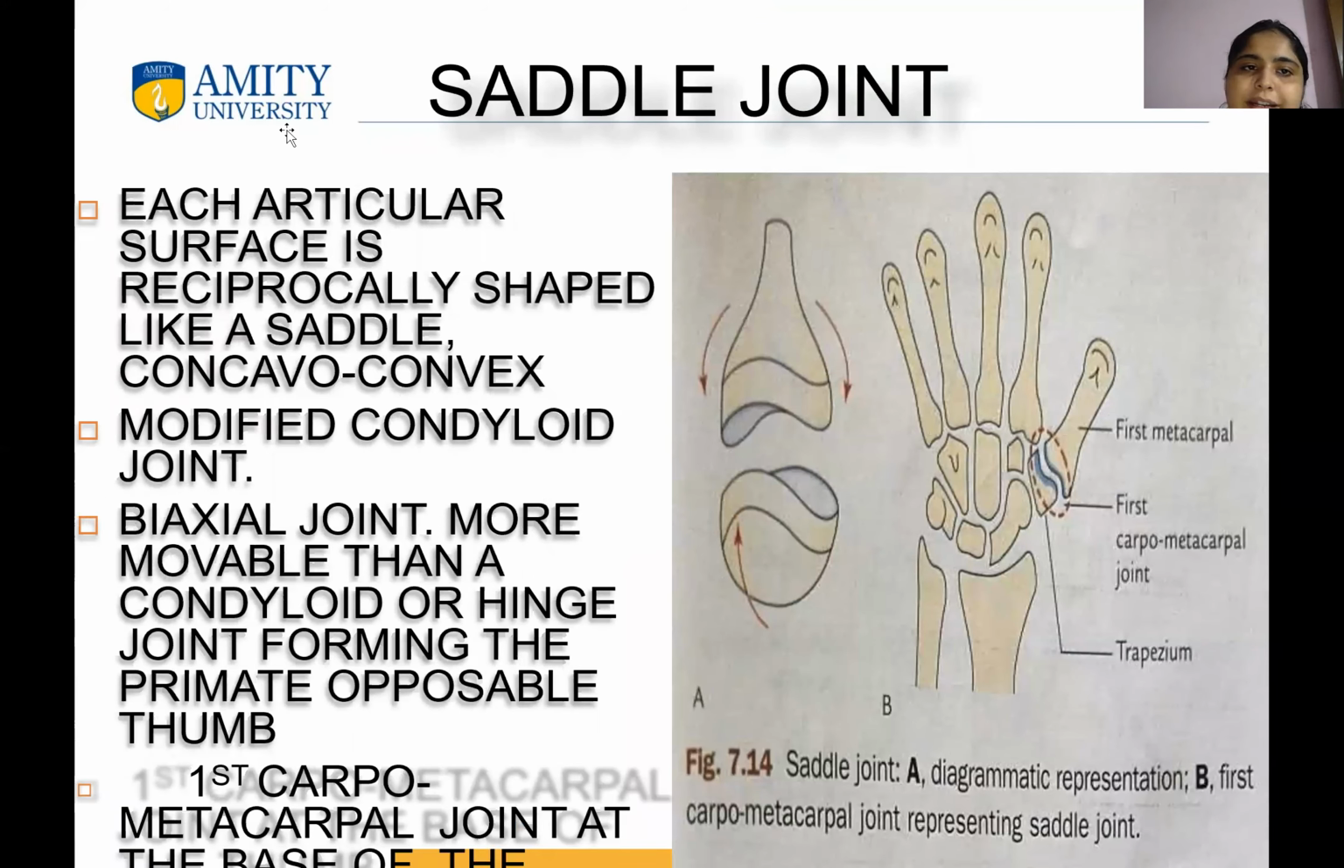Next, the saddle joint. Each articular surface is reciprocally shaped like a saddle, concave and convex. It is a modified condyloid joint. It is a biaxial joint, more movable than a condyloid or hinge joint. It forms the primate opposable thumb. The well-known example of this is the first carpometacarpal joint.